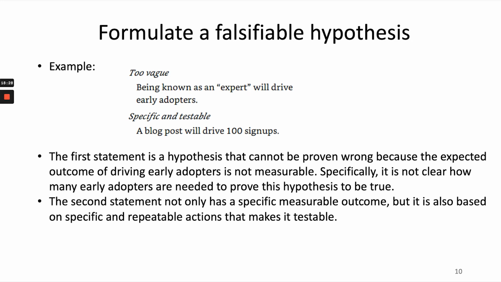Being known as an expert will drive early adopters. You should be more specific and testable, which means a blog post will drive 100 signups. So if you are concise, you can prove this hypothesis wrong. The first statement cannot be proven because the expected outcome of driving early adopters is not measurable. Specifically, it is not clear how many early adopters are needed to prove this hypothesis true. The second statement not only has a specific measurable outcome, but it is also based on a specific and repeatable action that makes it testable.